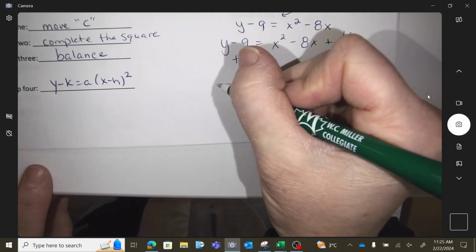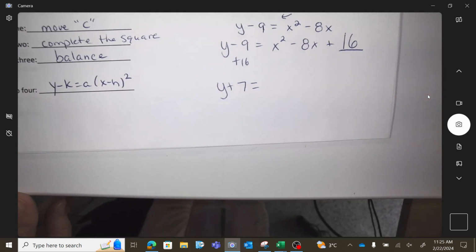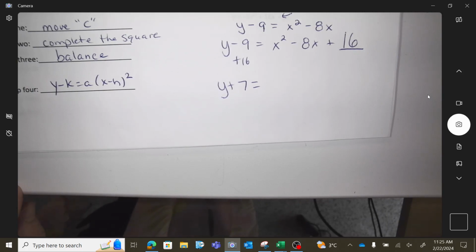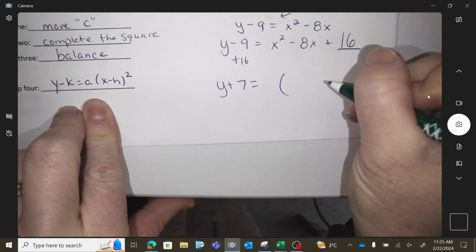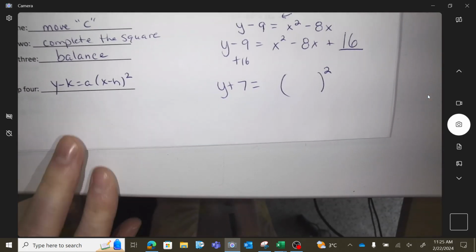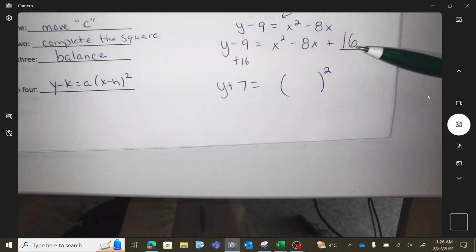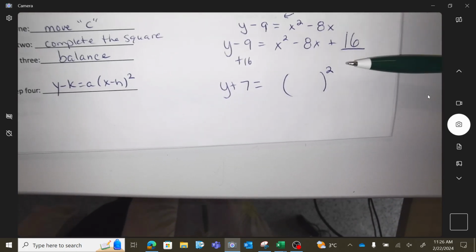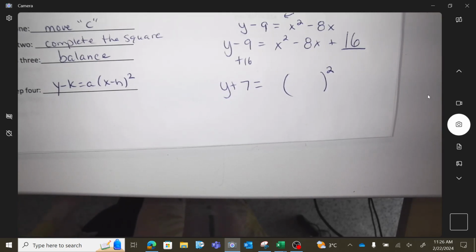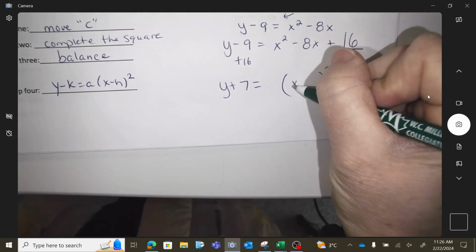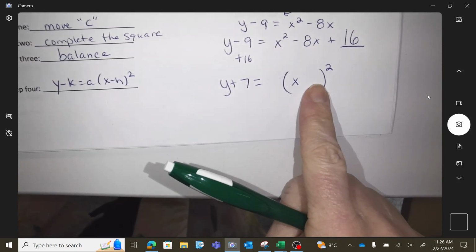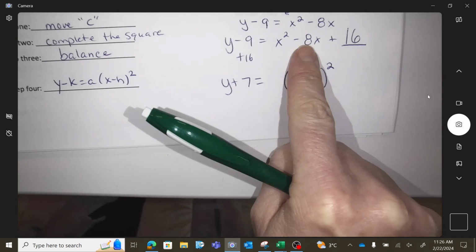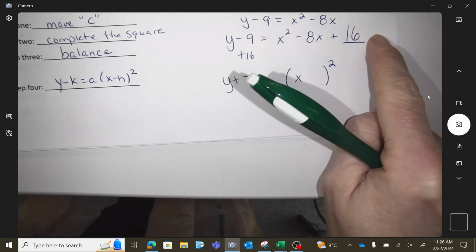So this would become y plus 7. The a is just 1, so I'm not going to write anything, right? I don't need to write 1. Binomial squared. So we practiced this up there, right? What is the square that makes that binomial? So there needs to be an x to get the x squared. What's the number that adds or doubles to that and squares to that?